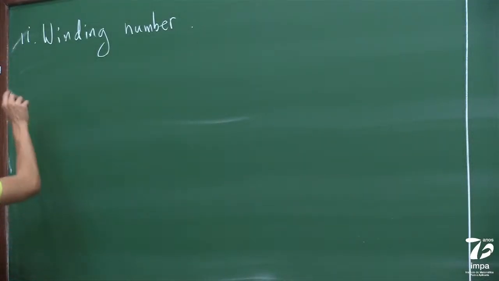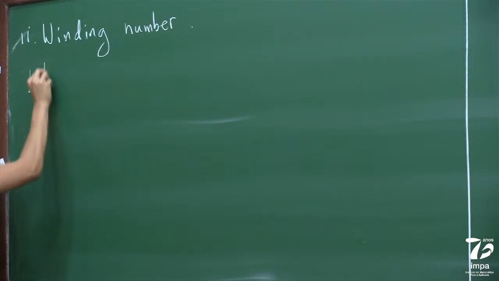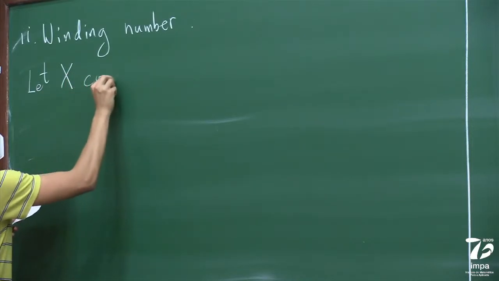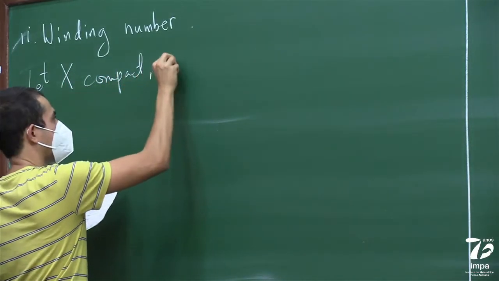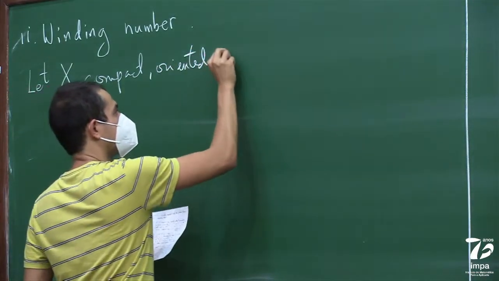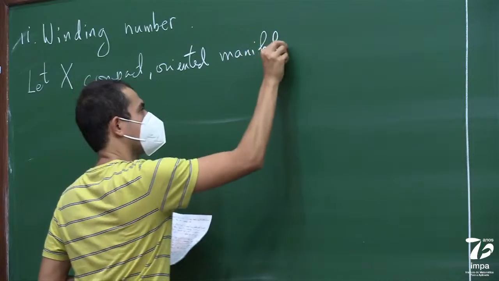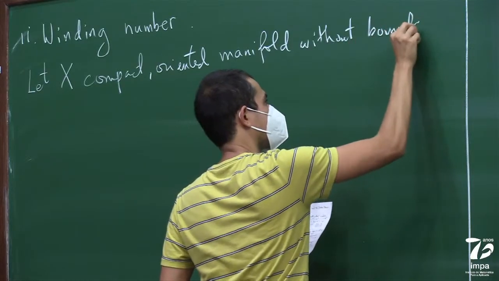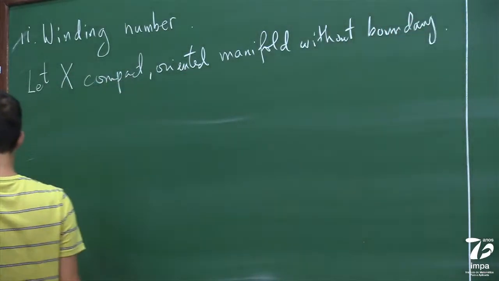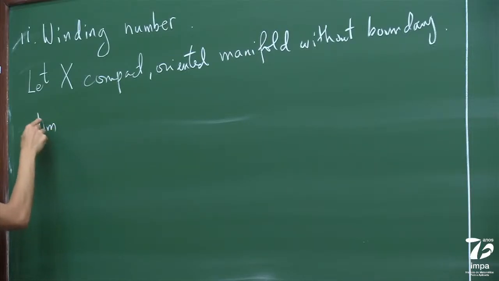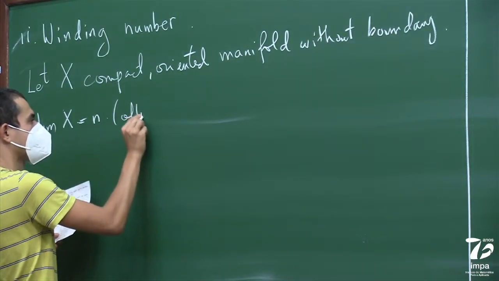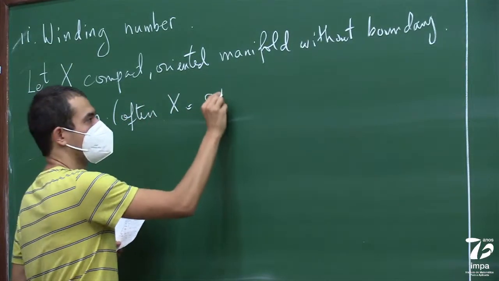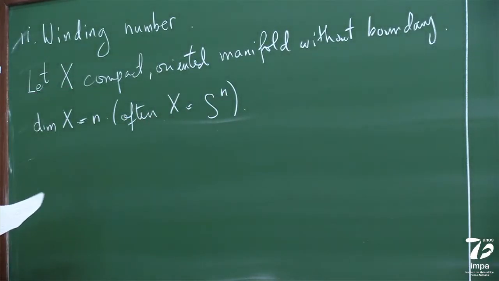Let me define it. So we suppose that X is a compact and oriented manifold without boundary. And let's say the dimension of X is n. Very often the manifold will be Sn. So often X is Sn. But sometimes it doesn't have to be.